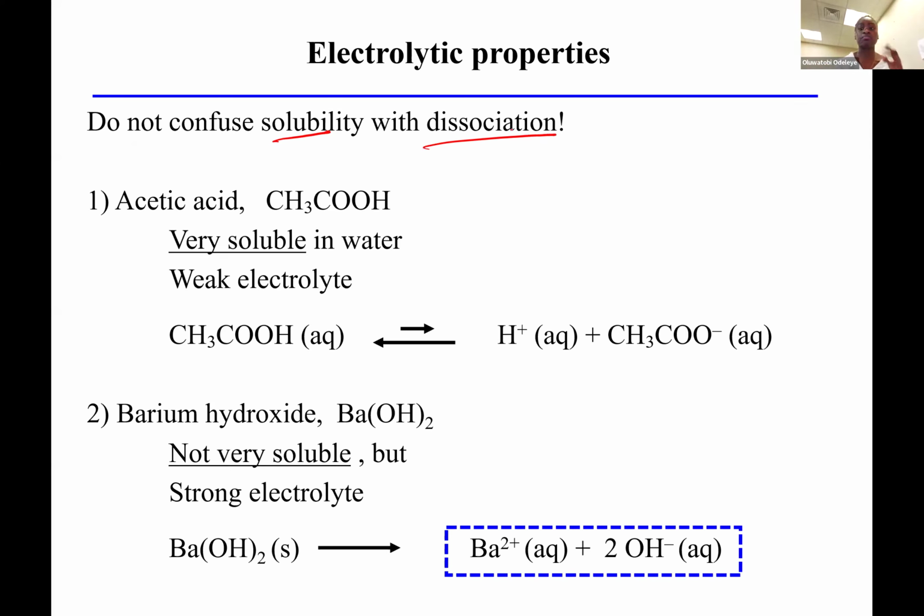So acetic acid, it's vinegar. Vinegar is actually very soluble in water, as you probably know. But when you look at how much electricity it conducts, it's actually a very weak electrolyte because it does not break up into ions in solution. Barium hydroxide is actually not very soluble in water, but the little bit that does dissolve in water breaks up completely into ions. So barium hydroxide is actually a very strong electrolyte, even though it's not very soluble in water. So dissociation and solubility are two different things. You can be very soluble and not dissociate completely, and you can dissociate completely but not be very soluble.